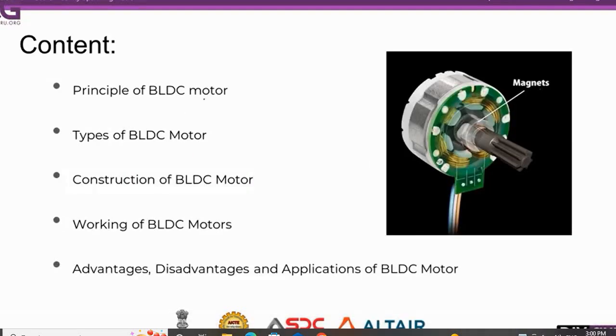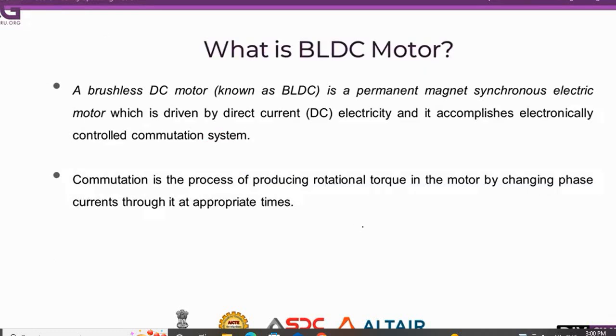We're going to see the principle, different types, construction, actual working, advantages, disadvantages, and applications of a BLDC motor. Now, what is the BLDC motor? A brushless DC motor is a permanent magnet synchronous electric motor which is driven by direct current.